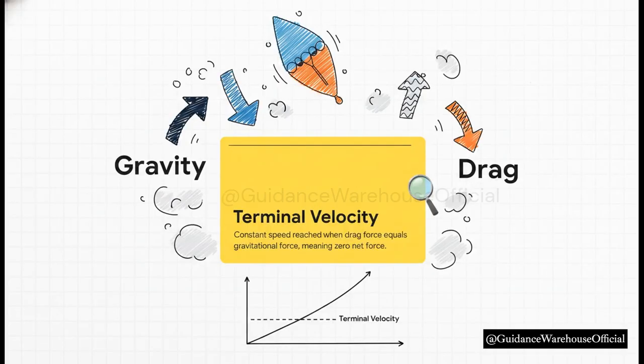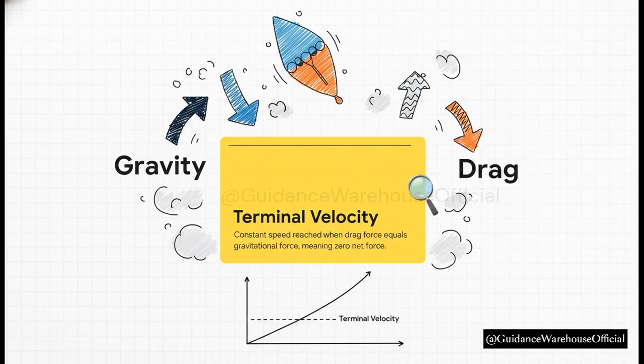Well, that is exactly when an object reaches terminal velocity. As something falls, gravity pulls it down. But as it speeds up, remember our formula? That velocity squared means the drag force shoots up exponentially. Eventually, that upward drag perfectly matches the downward pull of gravity.